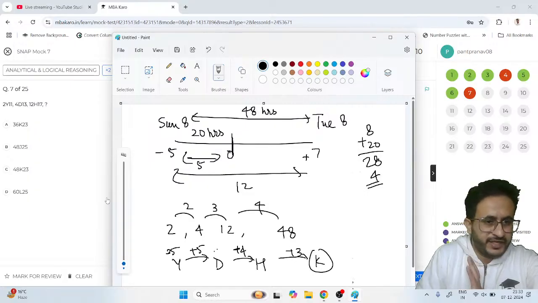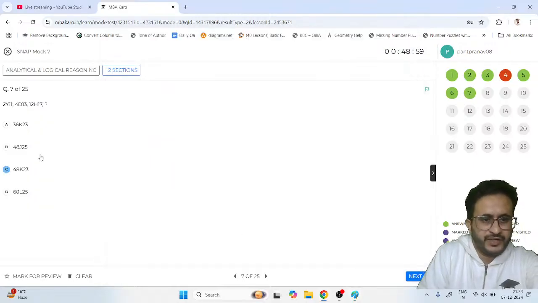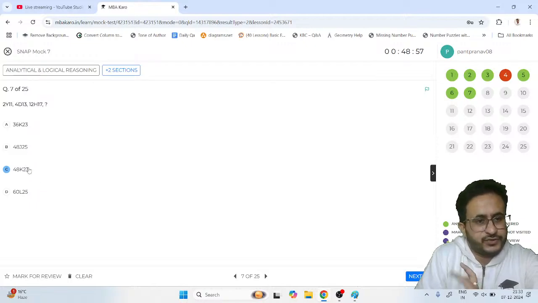So 20, 48K. 11, 13, 17. Increase of 2, 4. Could be increase of 6, 23. So 48K, 23. So 48 is correct. K is correct. So 23, I think, would be the right one.